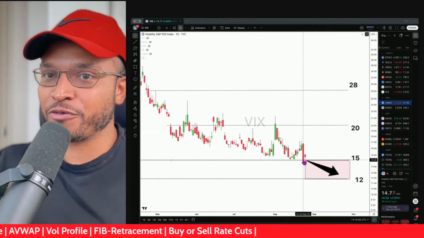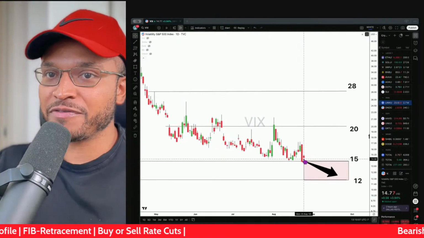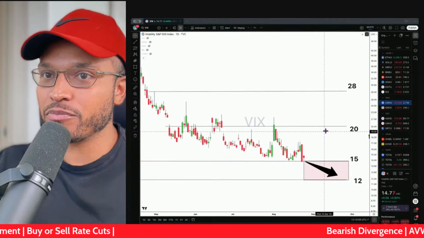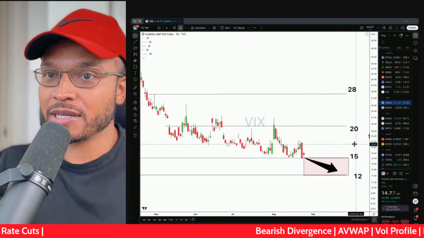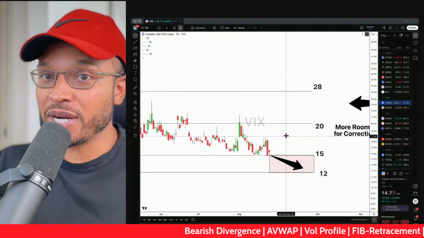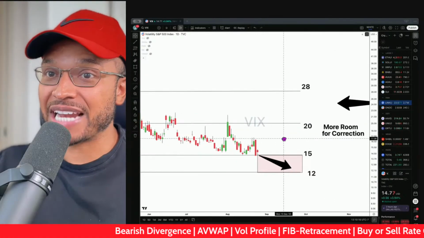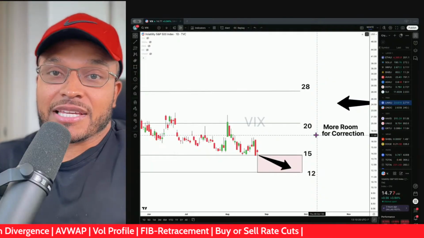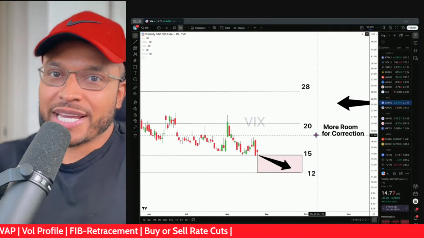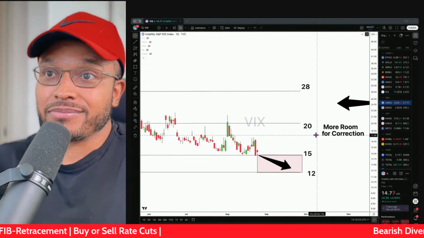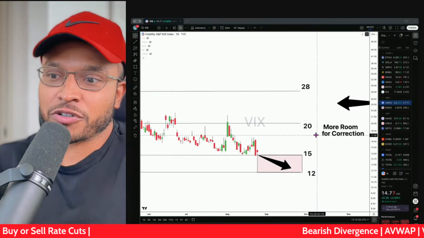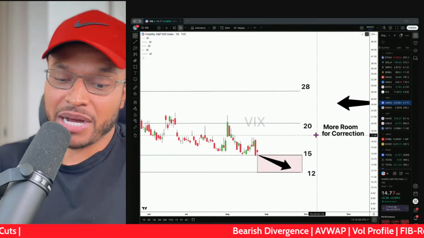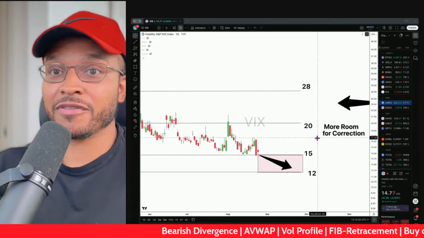But if we keep getting support at 15, the VIX is going to try to make a move back to 20. If it makes that move to 20, we're going to get a nasty correction. That is a buy the dip. So what am I looking at? I'm looking at this. More than likely, we're getting a dip. And I don't want to tell you what to do. Like I said, this is not financial advice, but I'm going to be dip buying.